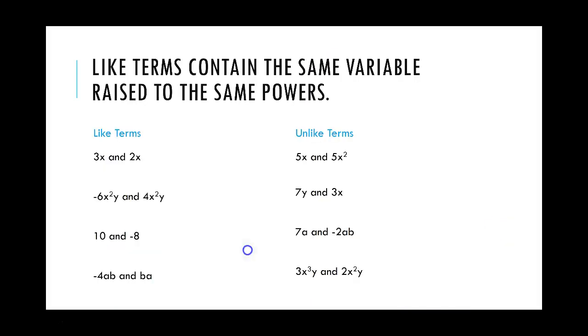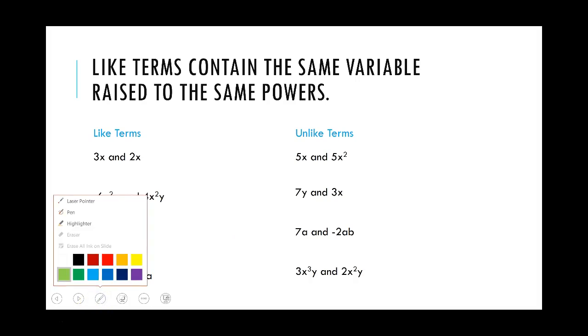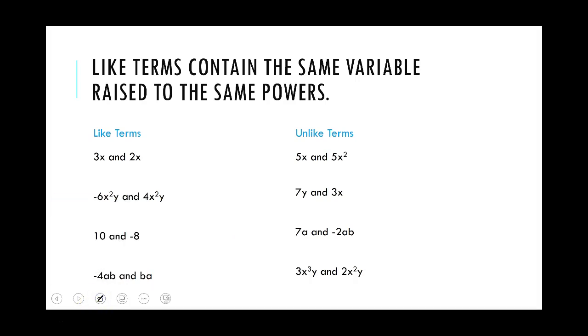Okay, so let's look at combining like terms. In order to put these individual terms within a larger expression together, we have to make sure that they're like terms. So here's a nice list of like versus unlike. So let's look at the like ones first.